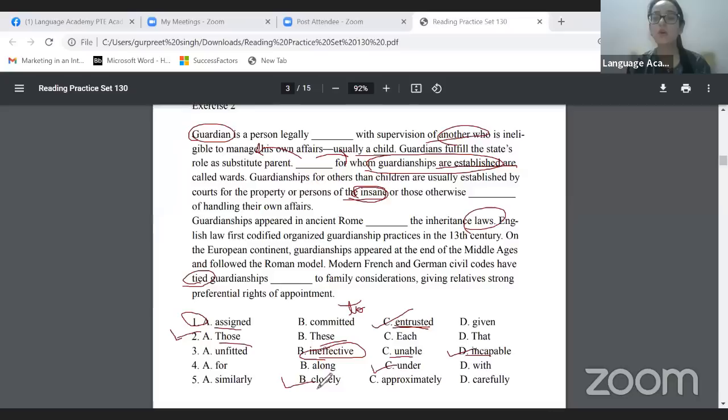And with the word law, we always say under the law. We never say for the law, along the law, or with the law, or in the law, or on the law. Any other preposition doesn't go with law. Law always comes with the preposition under. The last one, tied, comes with closely. It's a collocation. Tied closely, these two words come together.